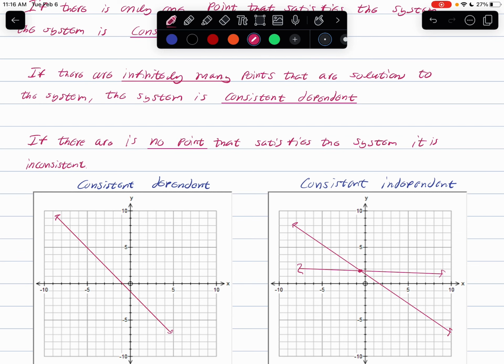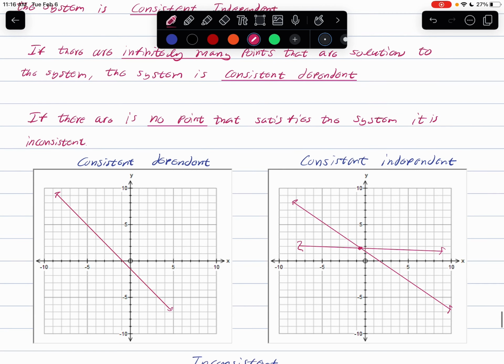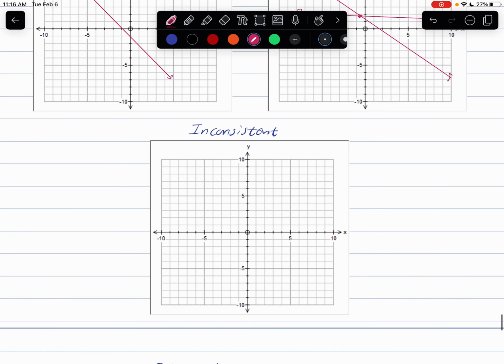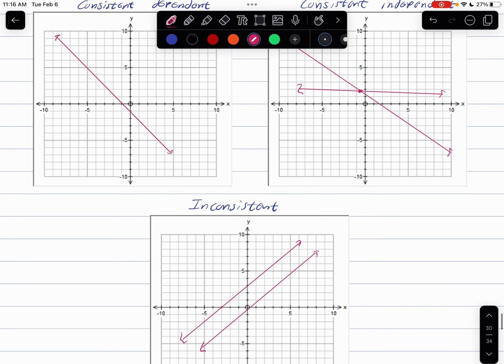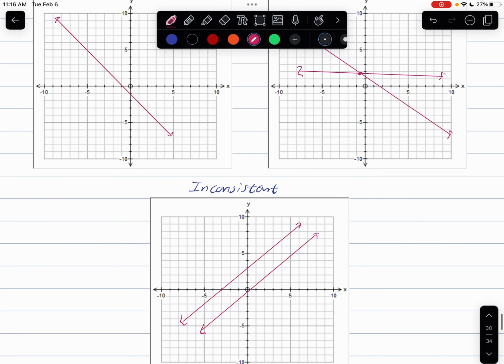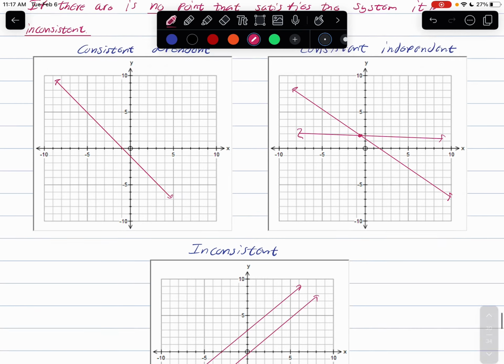If there's no point that satisfies the system, it is called inconsistent. What you're dealing with there is parallel lines. You have two lines that don't have any intersection at all between each other, and you're always going to have parallel lines, at least in 2 dimensions, when that's the case.